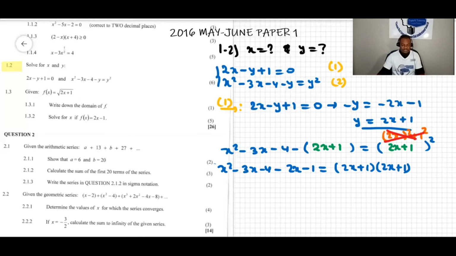So this will be x squared minus 3x minus 4 minus 2x minus 1. This will be equal to 2x times 2x makes 4x squared. Okay, 2x times 1 makes 2x, and then 1 times 2x makes 2x, and then 1 times 1 makes positive 1.